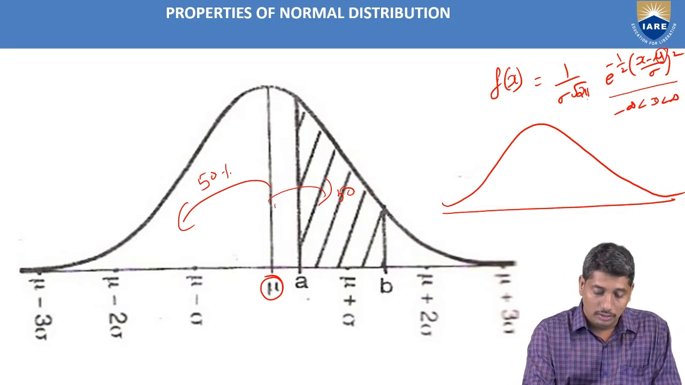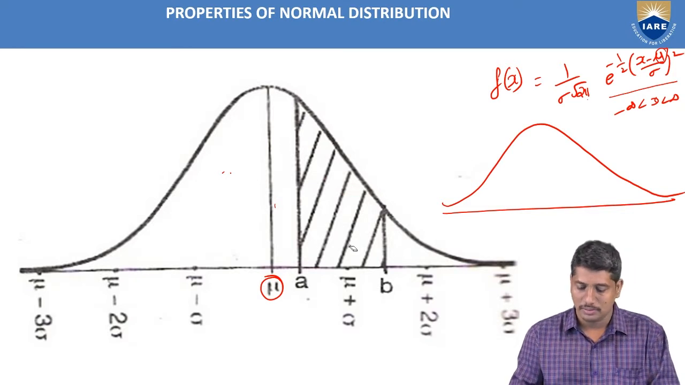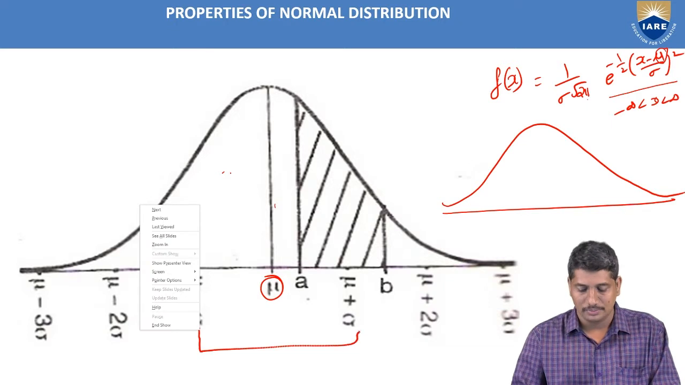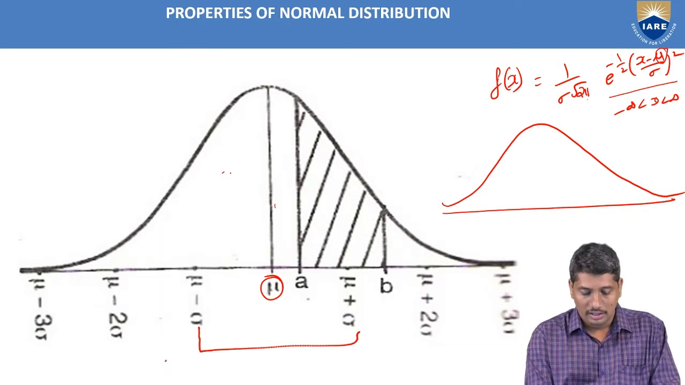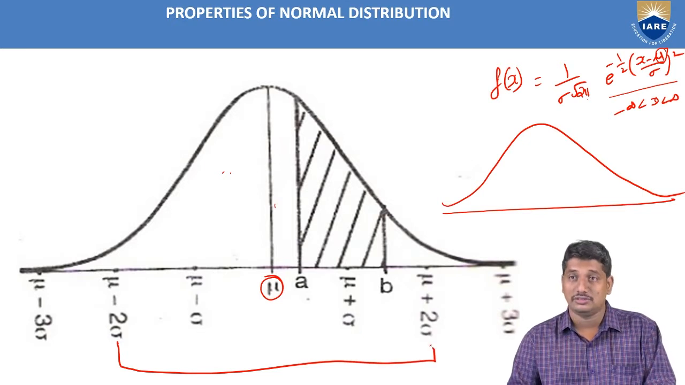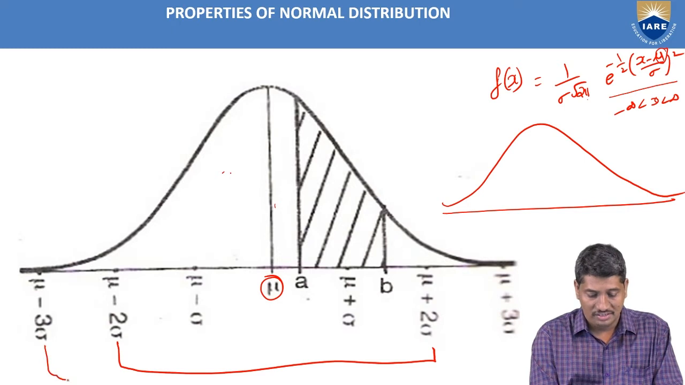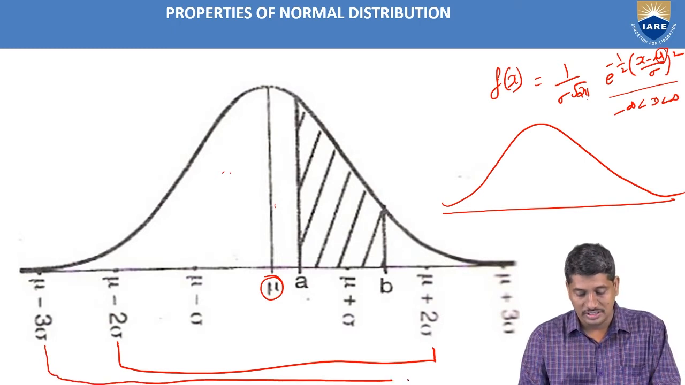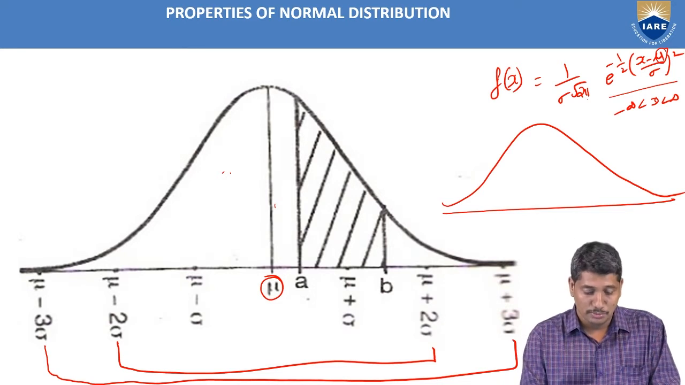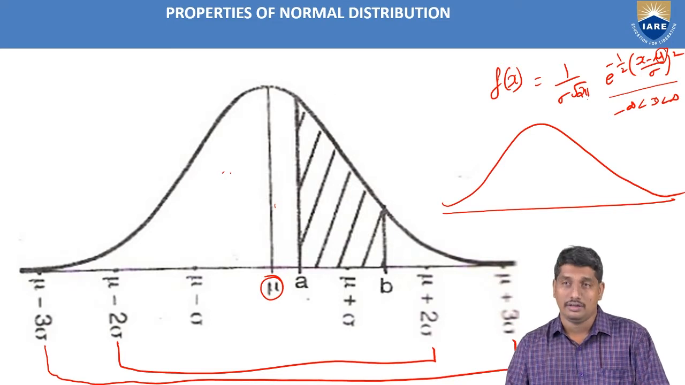And here we have some important boundaries. See this, mu minus sigma and mu plus sigma. Here again we have another pair of boundaries, mu minus 2 sigma and mu plus 2 sigma. Again here we have a pair of boundaries on either side of the middle part mu, that is mu minus 3 sigma and mu plus 3 sigma. What do these boundaries indicate?